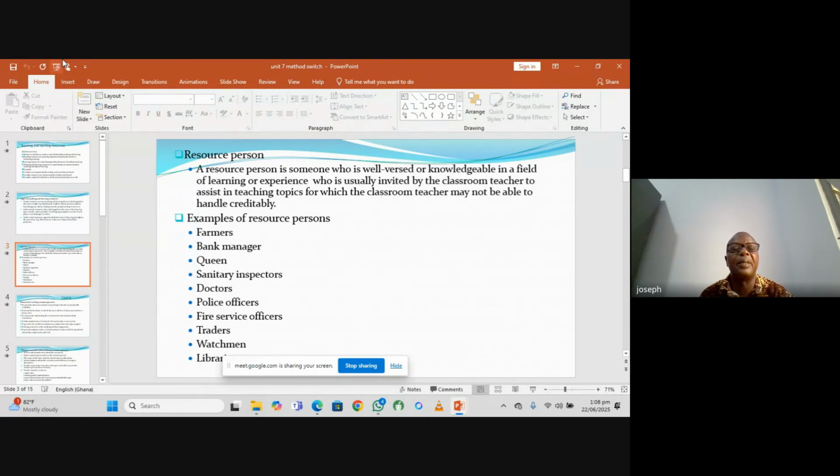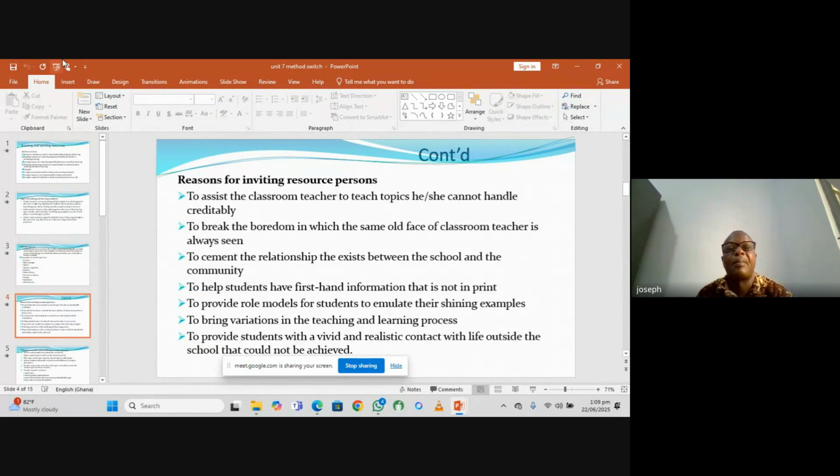So examples: farmers, bankers, queen mothers, sanitation inspectors, the madman, the witches, the wizard, the prostitute, the HIV patient, the nurse, the doctor, the MP, the chief, every human being is a resource person. But if you are not invited, you are not.